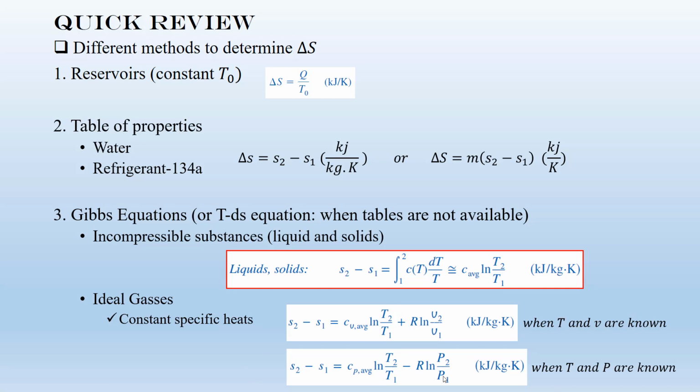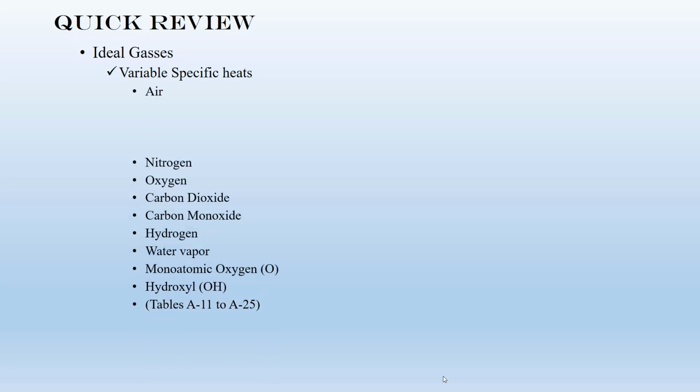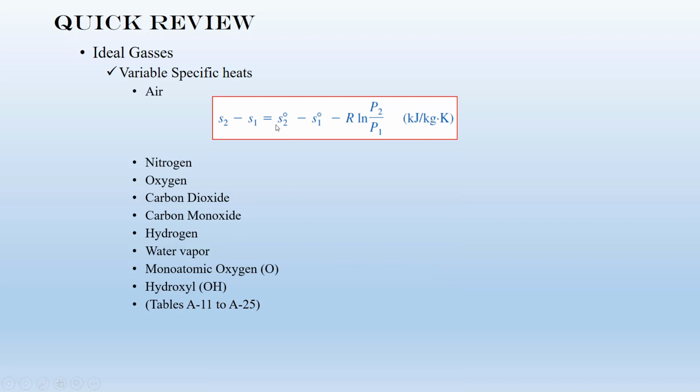And then the last one that you learned last lecture was for ideal gases with variable specific heats. For variable specific heat, you can use this method for air, nitrogen, oxygen, carbon dioxide, and other substances. Why? Because in this method you need to have the S naught, and we have tables of properties in this textbook for these substances. So you can use this method to calculate the delta S for air. Keep in your mind, guys, in your textbook for air, you have the S naught in kilojoule per kilogram Kelvin, so you can simply use this method to calculate the delta S.